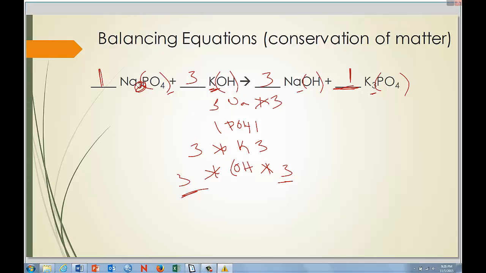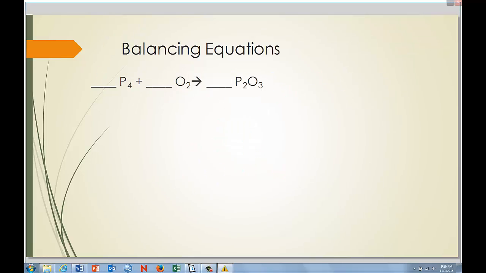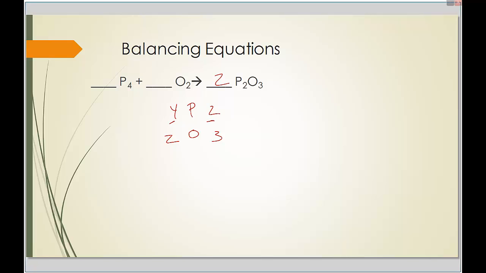Let's try another one. P and O. I have 4 phosphorus and 2 phosphorus. I have 2 oxygens and 3 oxygens. So I have 4 and 2. That means I can multiply the right hand side by 2 to change that to a 4. That then changes this to a 6. So that means I need 3 O2s in order for that to balance out. And now our equation's balanced.